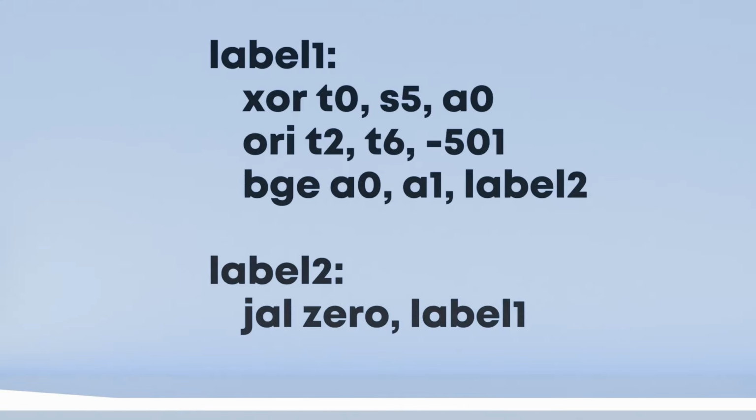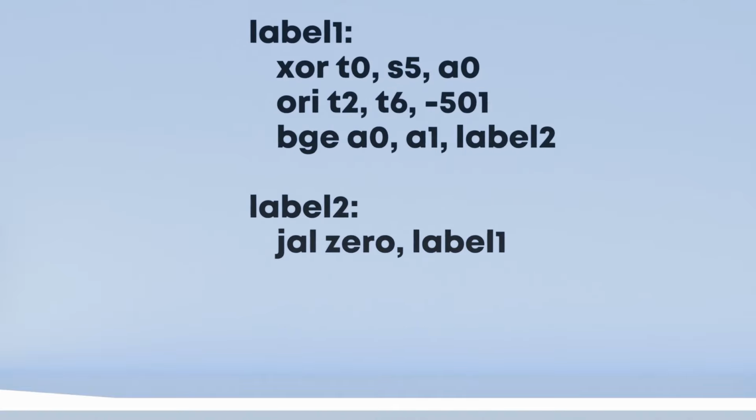Let's try to convert some assembly into machine code by hand. Let's say we have these 7 lines of assembly. I'll admit it doesn't do anything useful, but it's a good exercise in understanding machine code. The first instruction we convert into machine code is this line here. We know that the XOR is an R-type instruction.